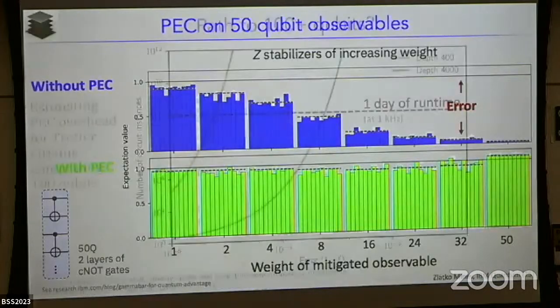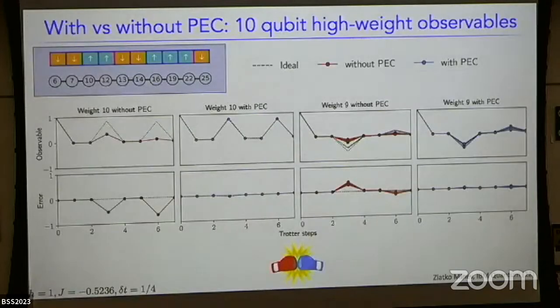Is there a reason why? Oh, sorry. Too far. Oh yeah, so why is there only one curve here and why are there many curves here? That's because there's only one weight 10 observable that's in the Z basis. It's only Z, Z, Z, Z, Z, Z, Z, Z, Z, Z. Weight 9, you can have I, Z, Z, Z, or Z, I, Z, Z, Z, and so on. So there are 10 of them here. Good, good.